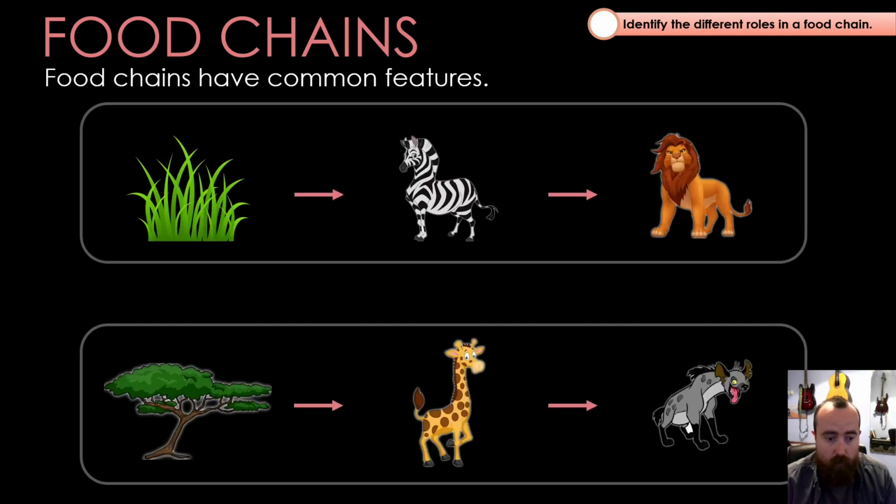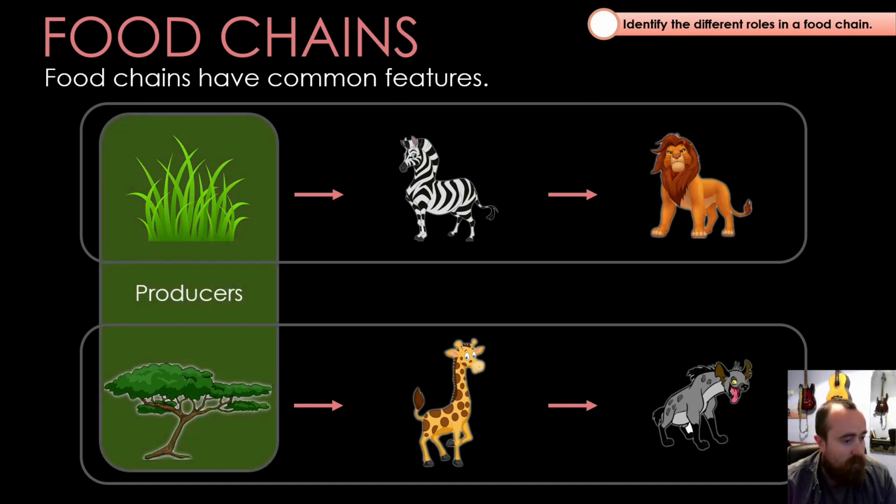Let's put them both one on top of the other. We've got our original food chain up there with the grass being eaten by the zebra and the zebra being eaten by the lion, and the one underneath we've got the acacia tree being eaten by the giraffe and the giraffe being eaten by the hyena. Now food chains all have common features, so let's talk about what some of those common features are.